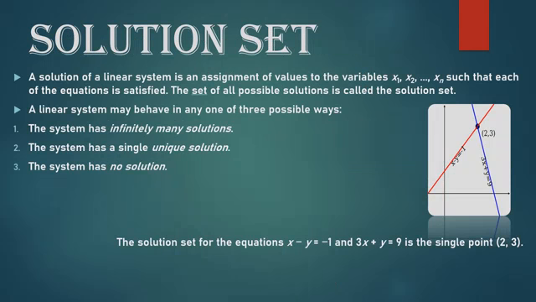Let's see about the solution set. A solution of a linear system is an assignment of values to the variables x1, x2, and so on to xn such that each of the equations is satisfied. The set of all possible solutions is called the solution set. A linear system may behave in any one of three possible ways. The system has infinitely many solutions. The system has a single unique solution. The system has no solution. Here is the example for a single solution.